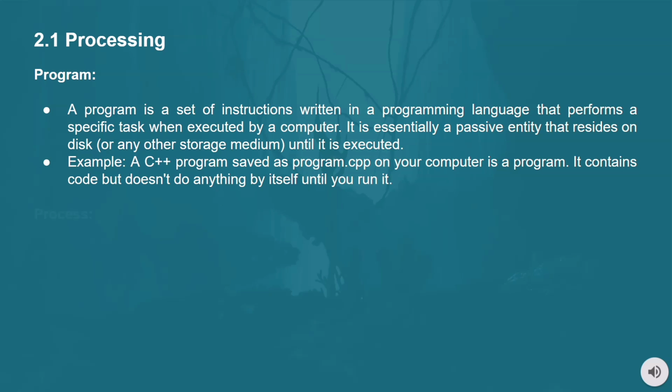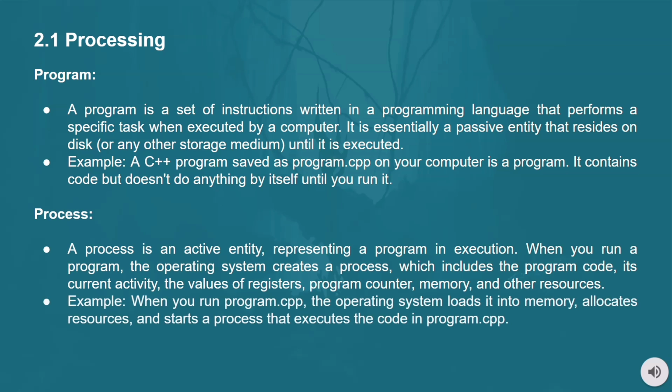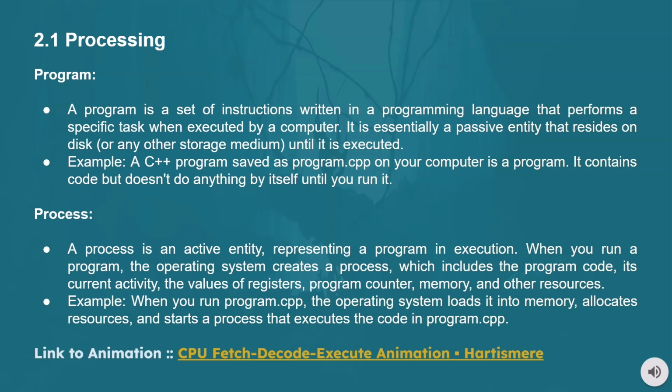A program is a set of instructions stored on disk, while a process is the active execution of that program, managed by the operating system, which allocates resources and executes the code.